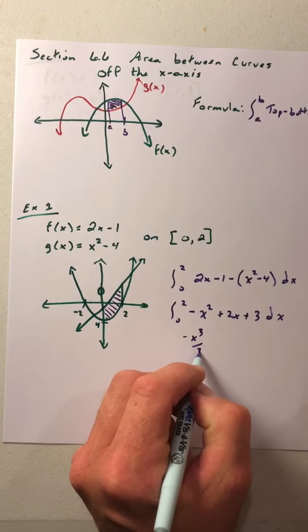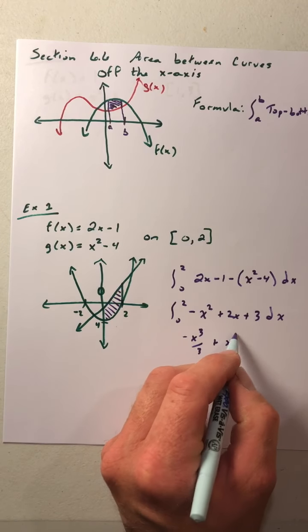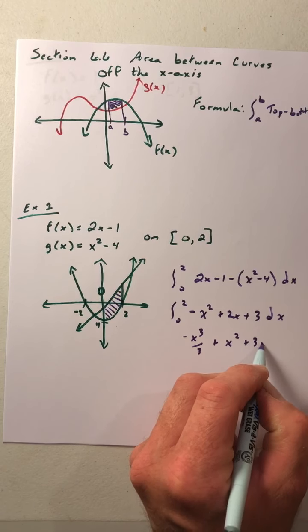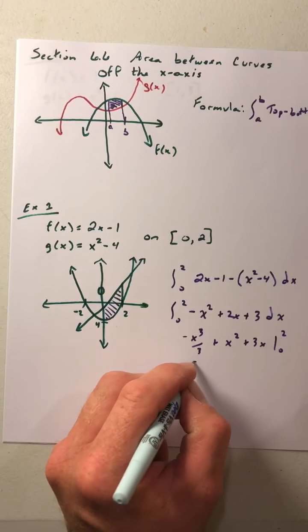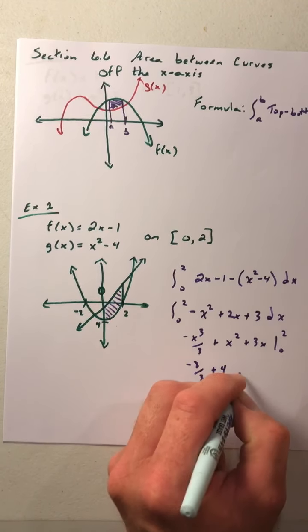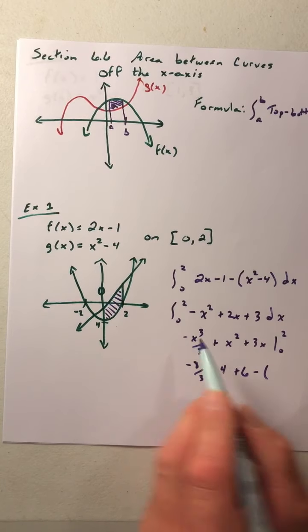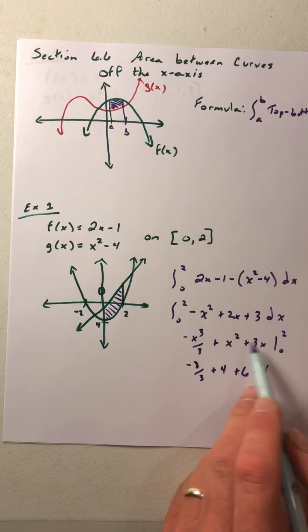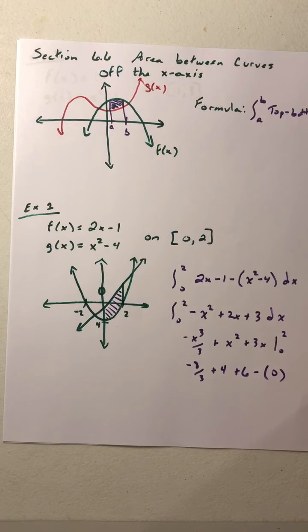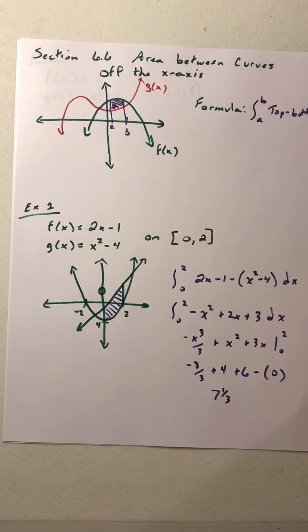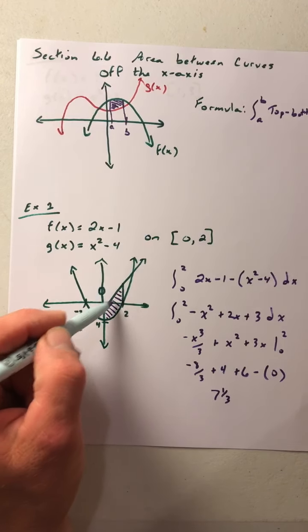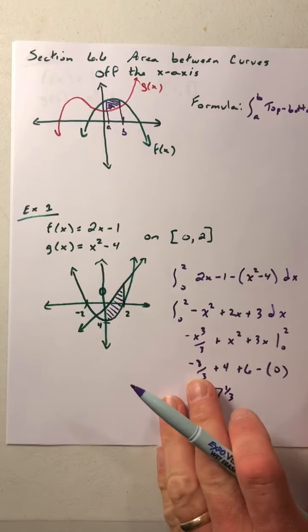We have negative x to the third over 3, plus 2x squared over 2, which simplifies to x squared, plus 3x, from 0 to 2. We can plug in our 2. So we have negative 8 thirds plus 4 plus 6, minus plugging in 0. Nicely, they all have x's in them, so everything zeros out. So we have minus 0. Now we've got negative 8 thirds plus 10, which gives us 7 and 1/3 for that area. That gives us the area between these two curves on the interval 0 to 2.